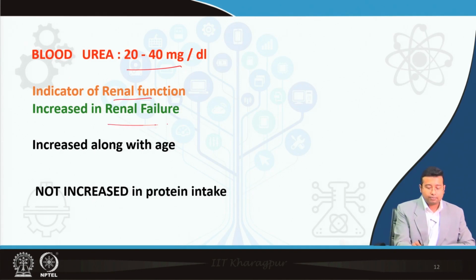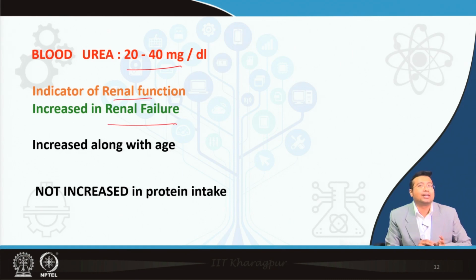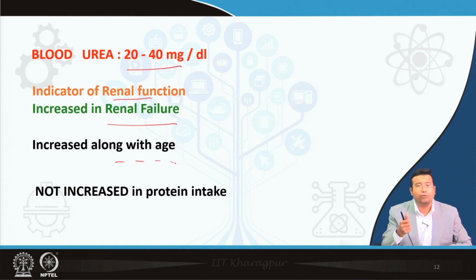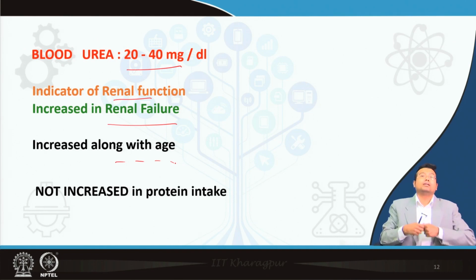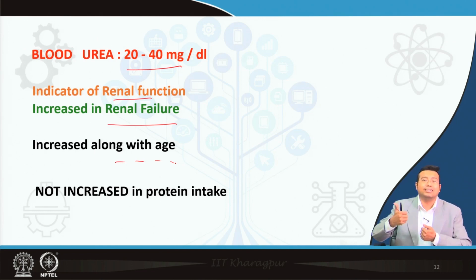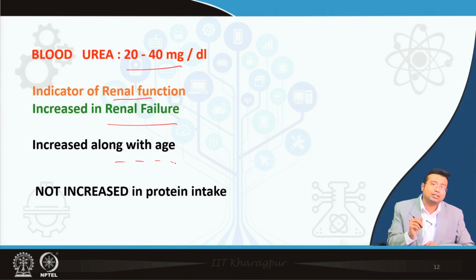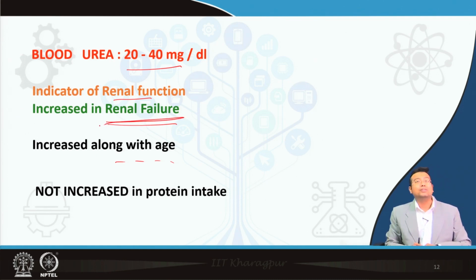Since it is an indicator of renal function, when will it increase? Physiologically it increases with age. So, the level of urea in a newborn baby will be much lower compared to the level of urea in an adult, and it will be lower compared to an elderly person. In an elderly patient, the amount of urea is high, and pathologically, in a disease process, the amount of urea is increased with renal failure.